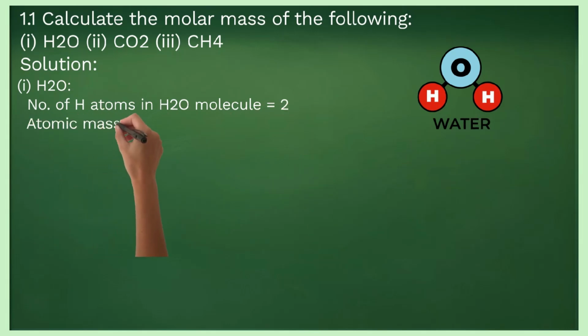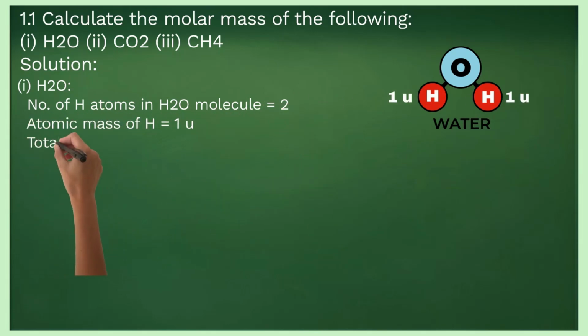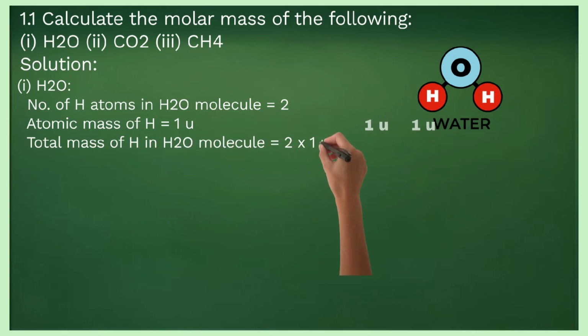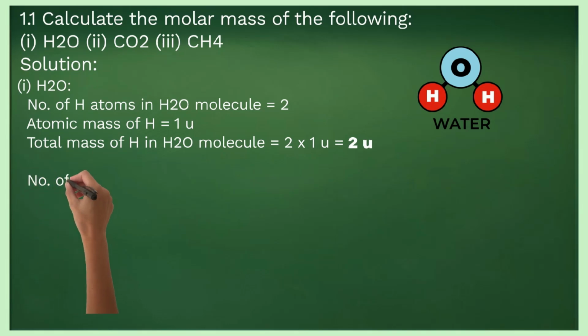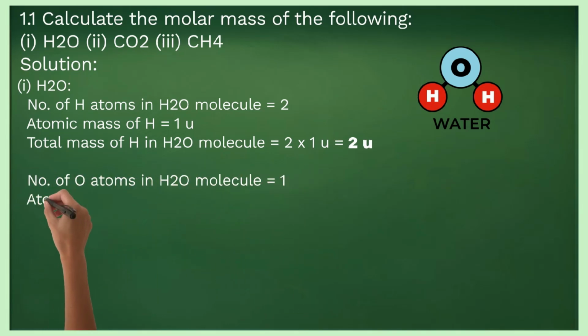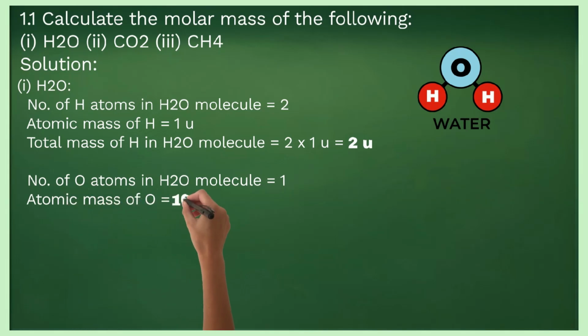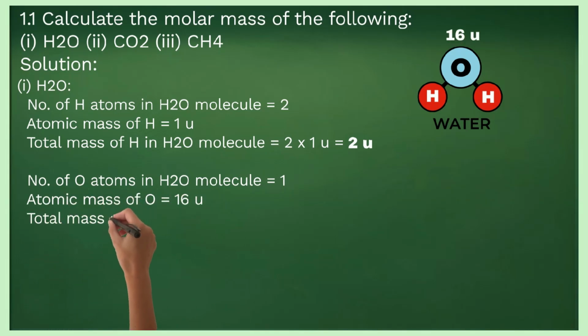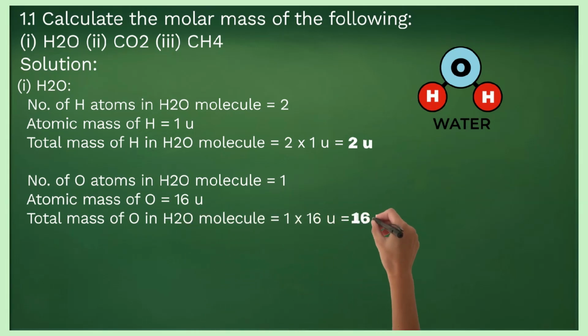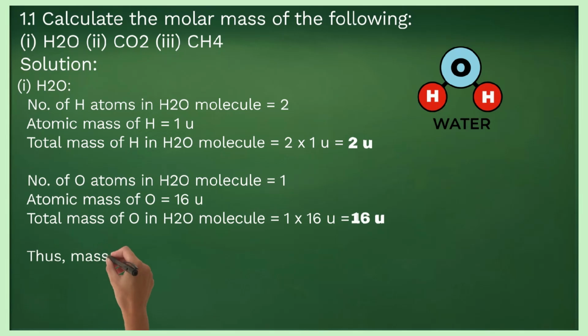Atomic mass of hydrogen is equal to 1 U, that is atomic mass unit. We have 2 atoms of hydrogen in H2O, therefore we have 2 multiplied by 1, equal to 2 U mass of hydrogen in H2O molecule. Similarly, 1 atom of oxygen having atomic mass of 16 U has a total of 16 U in the H2O molecule. Thus molecular mass of H2O becomes 16 U of oxygen plus 2 U of hydrogen, that is 18 U.